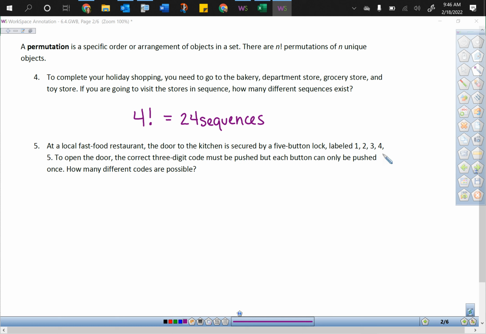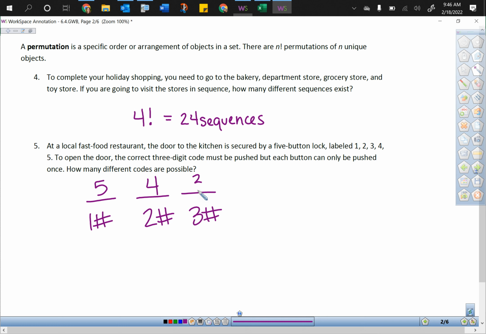So we have how many buttons? 5, but how many are we going to use for this lock? 3. We can only use 3 buttons. We have a first number, a second number, and a third number. How many options do we have for the first button? 5. You cannot use the same number twice, so how many options for the second button? 4, and for the third button? 3. So 5 times 4 times 3 gives me how many different codes? 60. There could be 60 different codes for that lock.